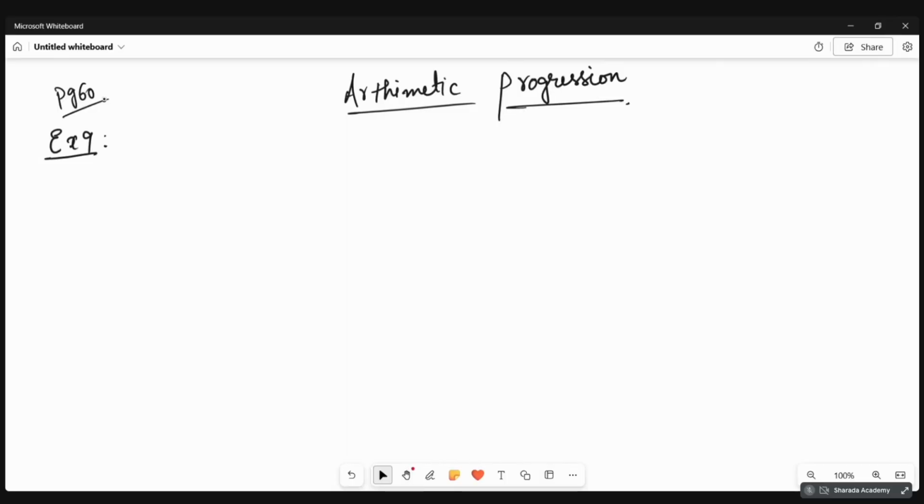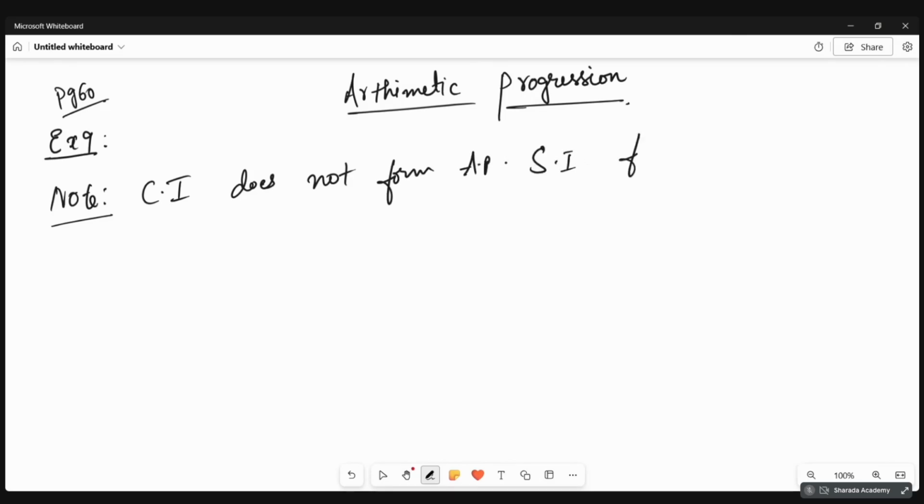Remember, compound interest does not form an AP. Simple interest will form an AP. Okay, just write that note. Written? Okay. So compound interest does not form an AP. Simple interest forms an AP.